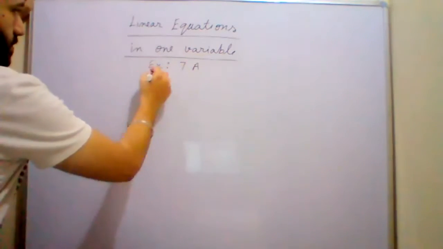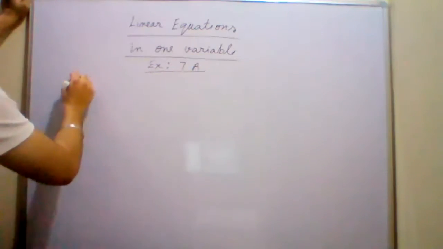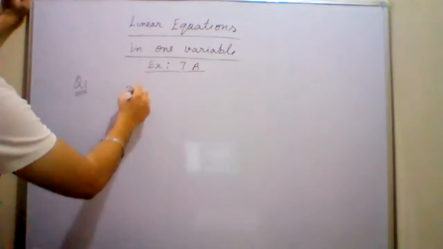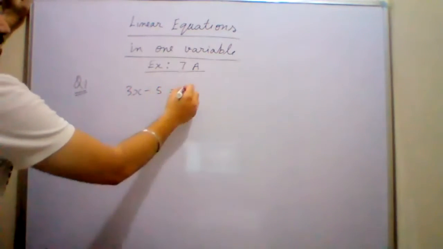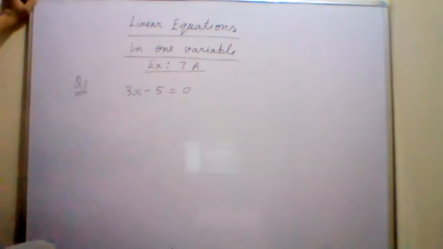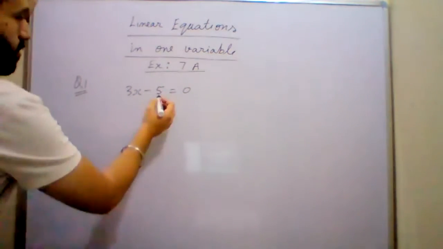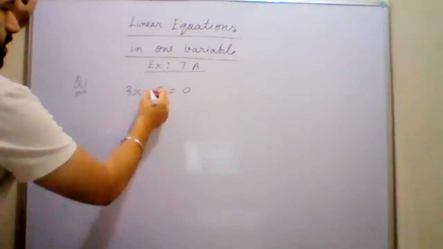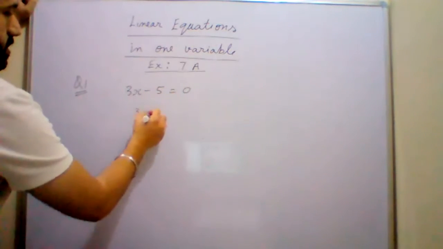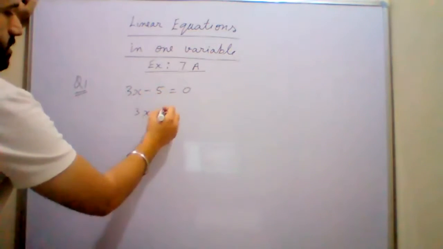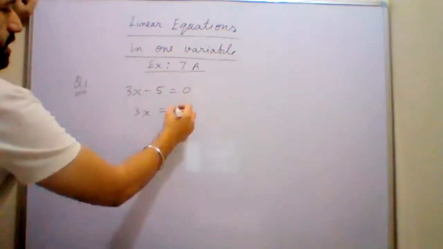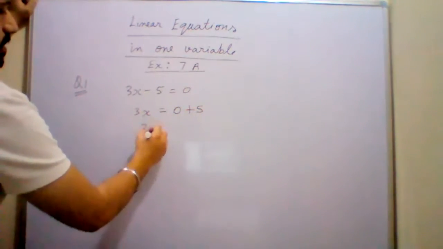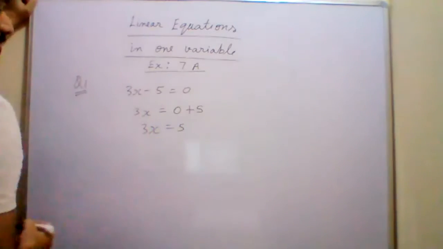Exercise 7A. Question number 1. A very simple question. 3x minus 5 equals 0. This minus 5 will go to the RHS because this term does not have x. We will take it to the RHS. 0 plus 5 is equal to 5. So 3x is equal to 5.